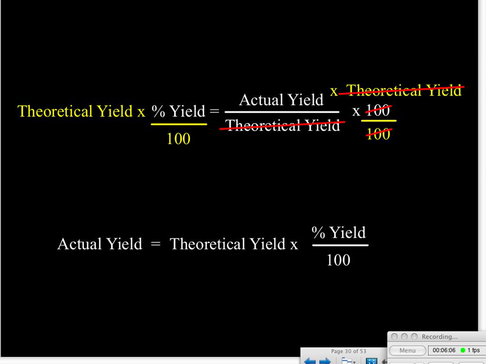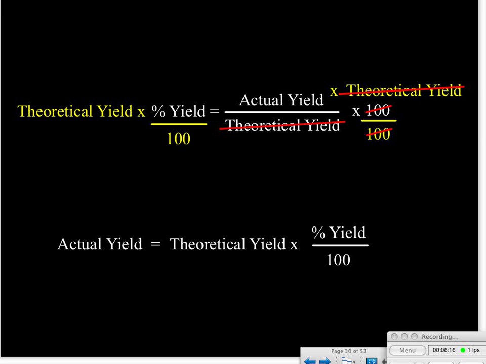Then we've got to move this theoretical yield term so we can get the actual yield by itself. Since the theoretical yield is in the denominator, we will multiply both sides by the theoretical yield. Again, that way on the right-hand side, we'll have canceled out the theoretical yield because anything divided by itself is 1. And we'll have worked this into the format that says the actual yield is equal to the theoretical yield times your percent yield number divided by 100.